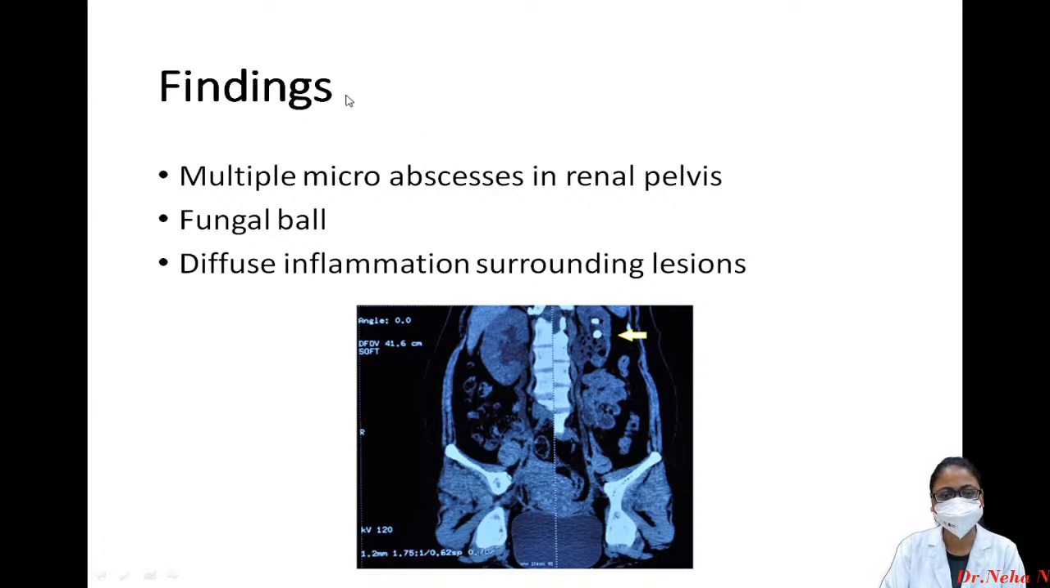Now, the findings of radiological investigations include multiple microabscesses in the renal pelvis as well as the renal cortex, and fungal ball formation. Fungal ball formation is basically the fungus along with the necrotic debris, which is viewed in the radiological film. This is an example of a fungal ball in the image here. Two fungal balls can be visible in the left kidney, in the renal pelvis, and there are some general findings like diffuse inflammation surrounding the lesions.